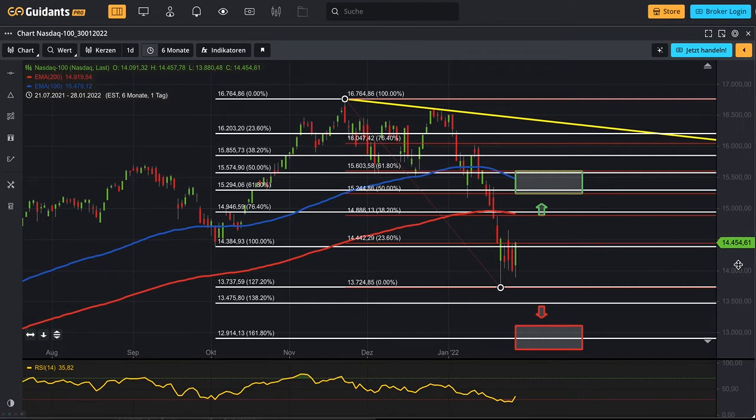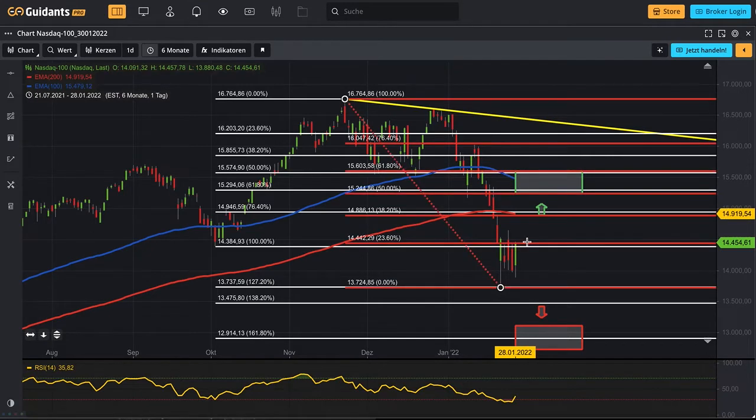Okay, if you just check out this green area here, it's marked between the 261.8 Fib retracements. So that area could be a target for the bulls at 15,294 to 15,603. So that's the reason I put in that kind of area here. And on top of that, it's at the EMA 100 right here.